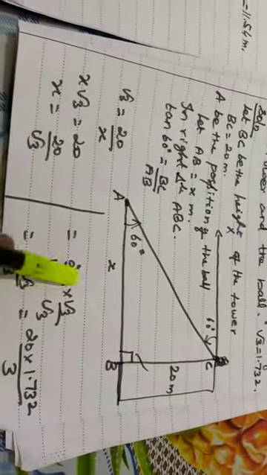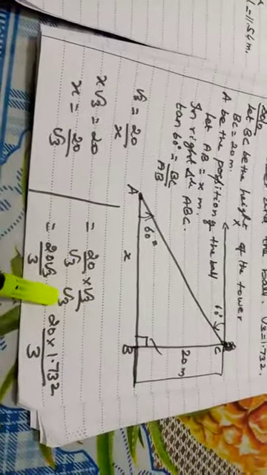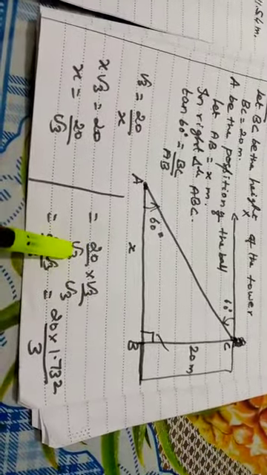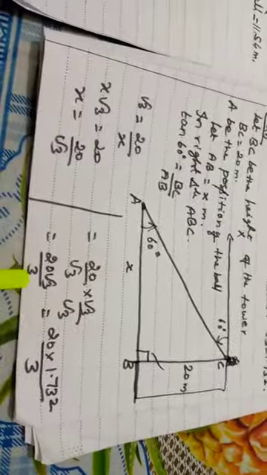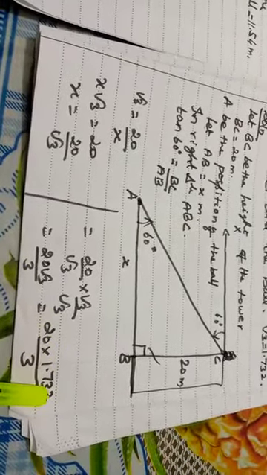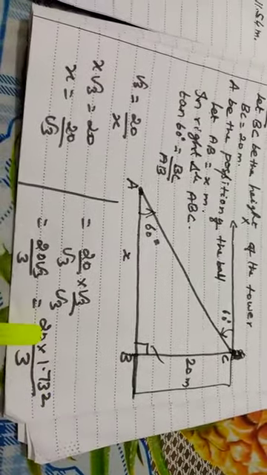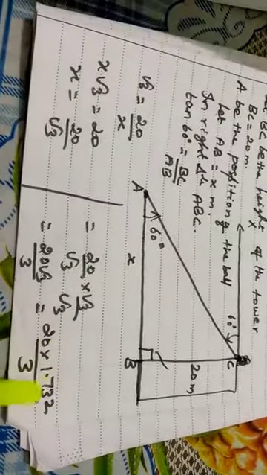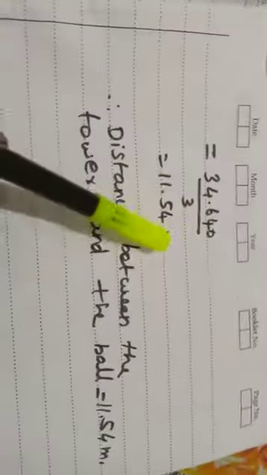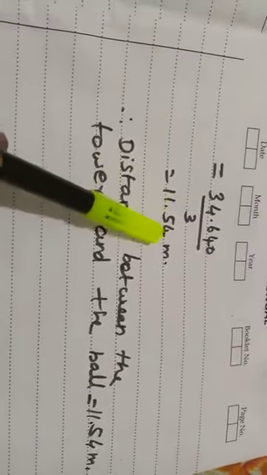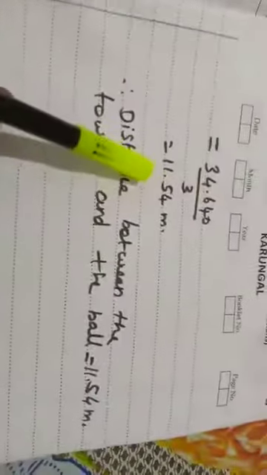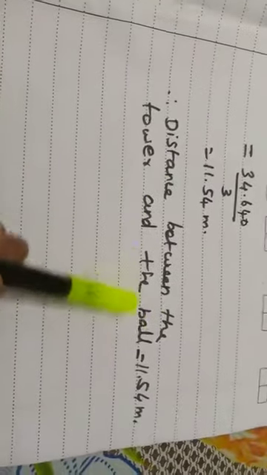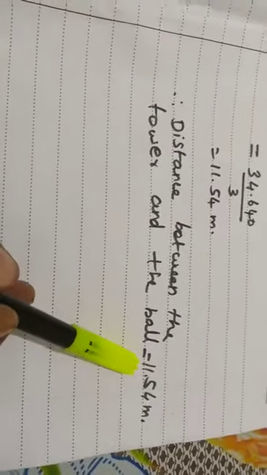Taking the conjugate, we get 20 by root 3 into root 3 by root 3, which is 20 root 3 by 3, since root 3 into root 3 is 3. The value of root 3 is given as 1.732. So 20 into 1.732 is 34.640, divided by 3. Divide it as usual division, leaving the decimal, and we get 11.54 meters. So the distance between the tower and the ball is 11.54 meters.